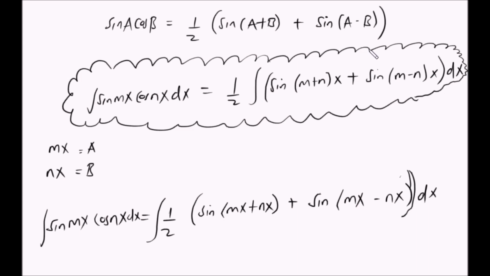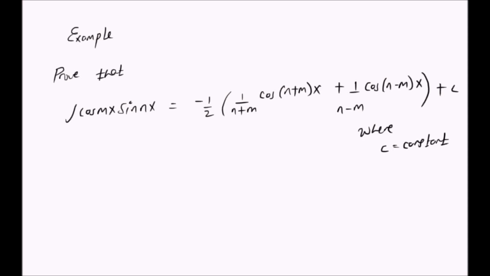Let's do an example here. Prove that the integral of cos mx times sin nx with respect to x, you will get negative half times 1 over (n plus m) cos of (n plus m)x plus 1 over (n minus m) cos of (n minus m)x, plus c where c is a constant.